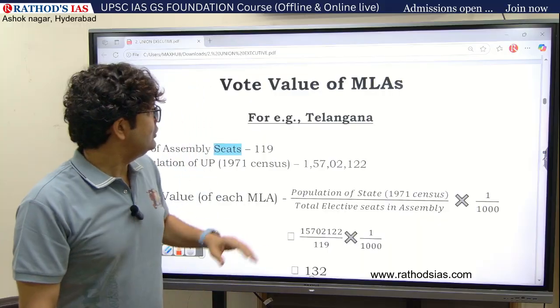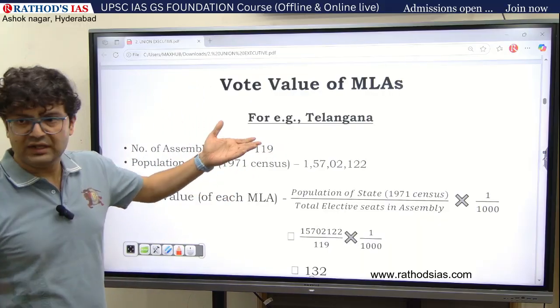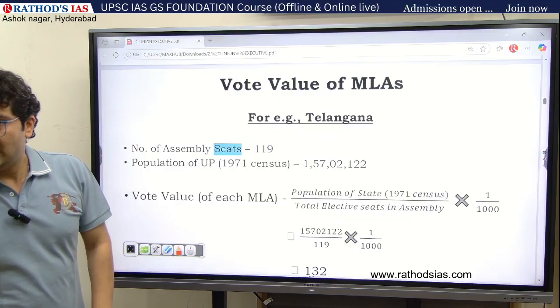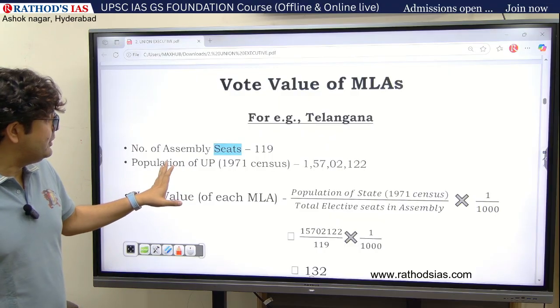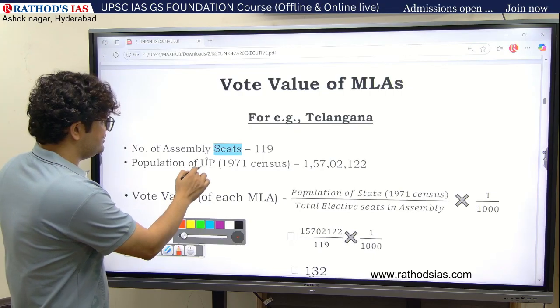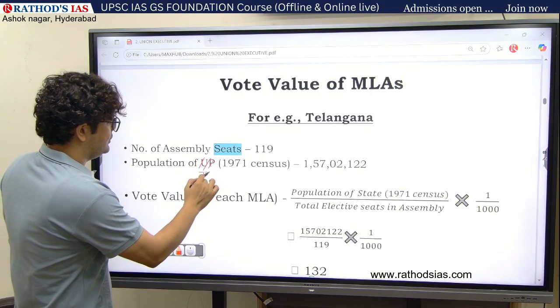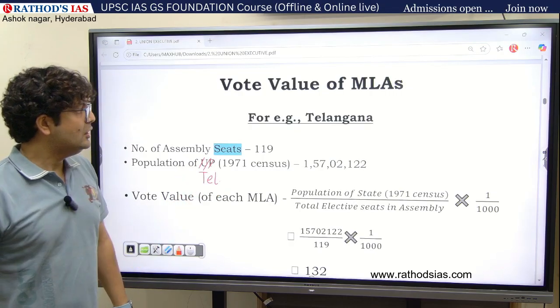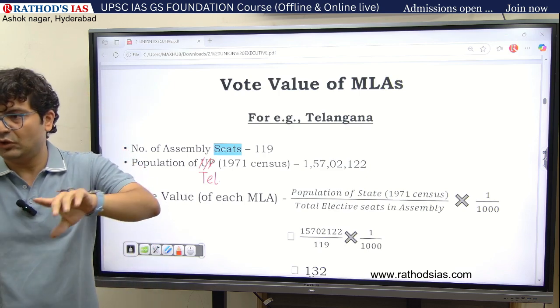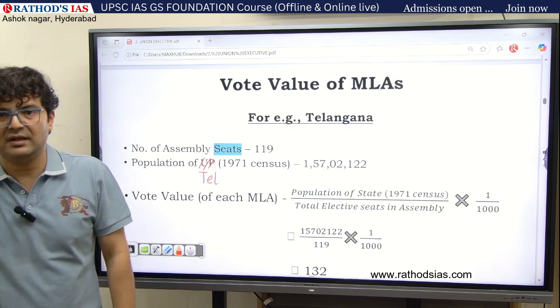Okay. So this is an example of Telangana only. How many seats do you have? 119. What was the population? Oh, not UP. I took the previous class in UP, so I could not change this. Don't worry. It is Telangana only. What was the population of Telangana in 1971? Or I mean all those areas which are current Telangana?